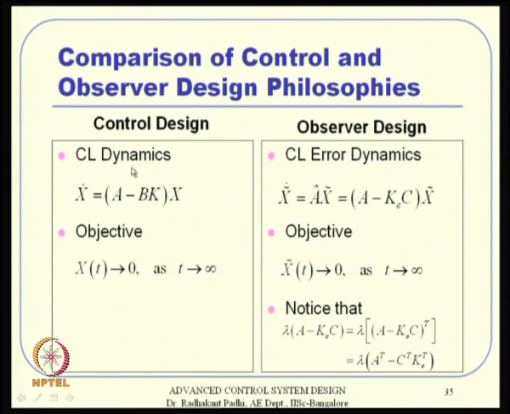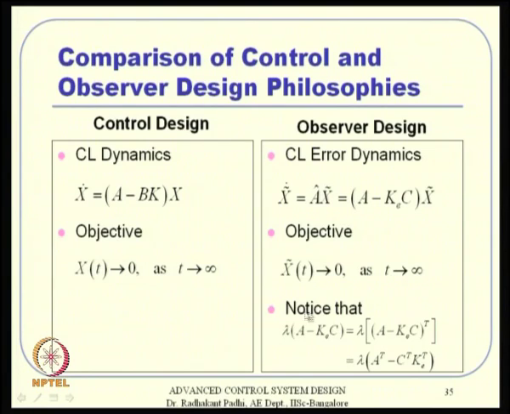Then we went ahead and saw a comparison between control design and observer design, where the closed loop dynamics for the control system design is like that, and the closed loop error dynamics for the observer system turns out to be very close to that. The objective here is x should go to 0, and keeping that objective we designed an LQR controller, and the objective here is also x tilde should go to 0. So, fairly similar objectives. The only problem was k happens to be on the left hand side here, whereas it happens to be on the right hand side here.